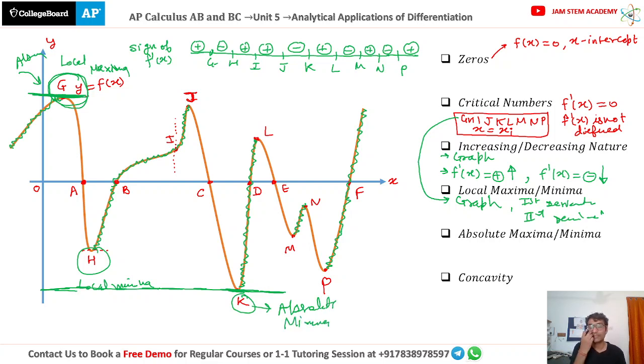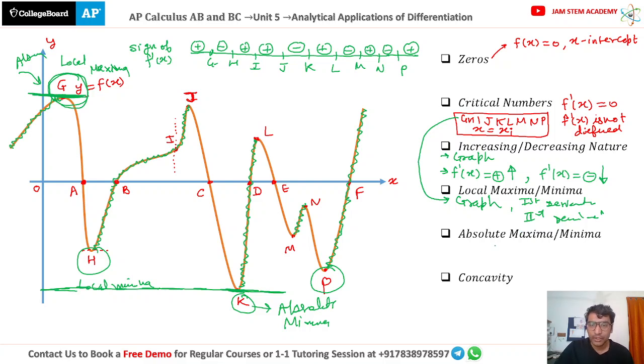It is one of the local minima, but it is an absolute minima also. P is only a local minima. It is not absolute, right? So that's how we can find whether it is absolute or not. Local means in the neighborhood only, but absolute is for the entire graph.